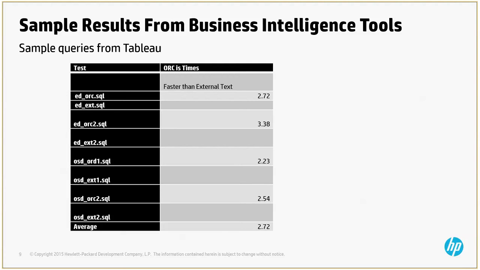So what you're seeing here are the differences in timing. We took the Tableau dashboard and put it on top of that data in HDFS through Vertica using the new syntax that we just talked about. And you'll notice here that on average, you're going to get almost a three times improvement over regular external text files in HDFS.